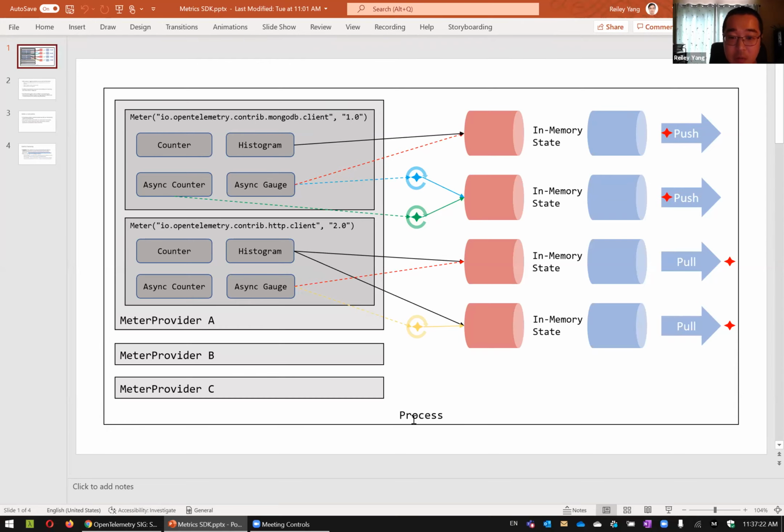So this is one single process, this big box, and you have multiple meter providers, they have multiple meters, and they have instruments. And the only one thing you want to remember here on the left side is we have synchronous instruments and asynchronous instruments. So the asynchronous one are not sending data unless someone asks for it. And on the right side, I have 4 combinations. So you have the push exporter. You have the push exporter, but you want to push the data on a different frequency versus the sampling frequency. So here is the sampling.